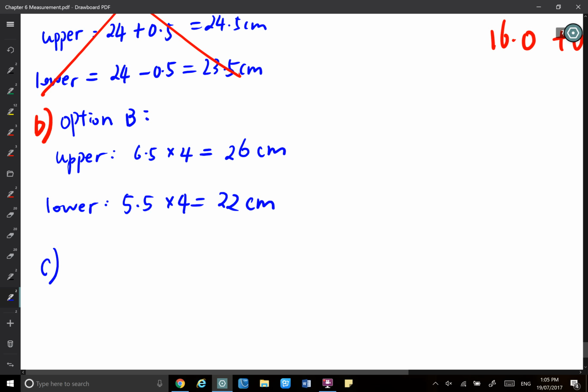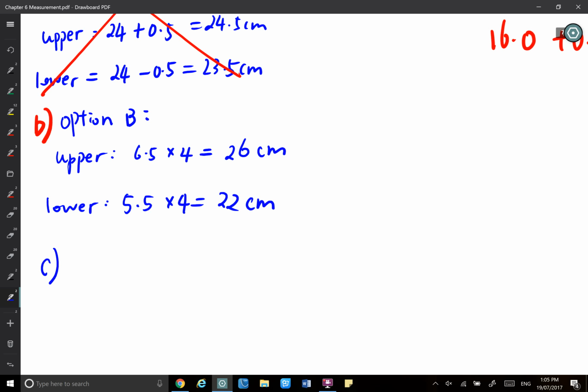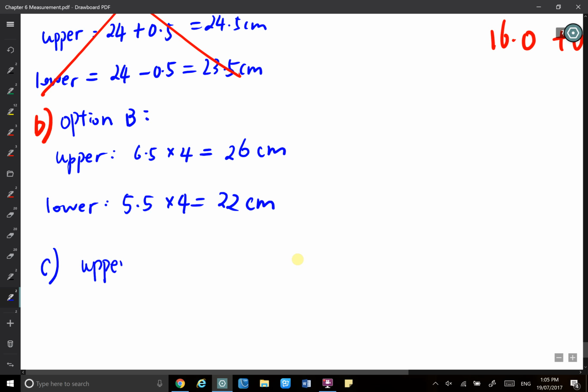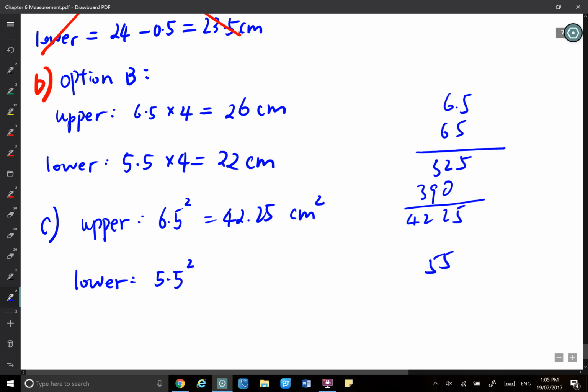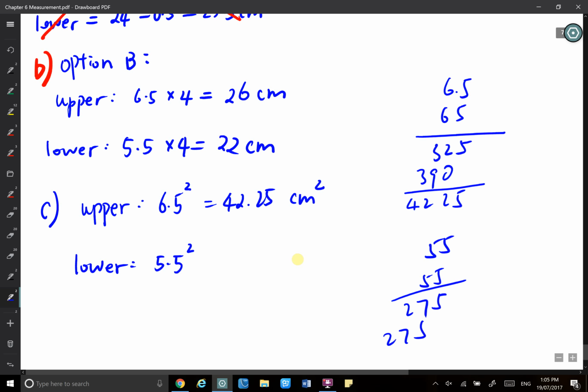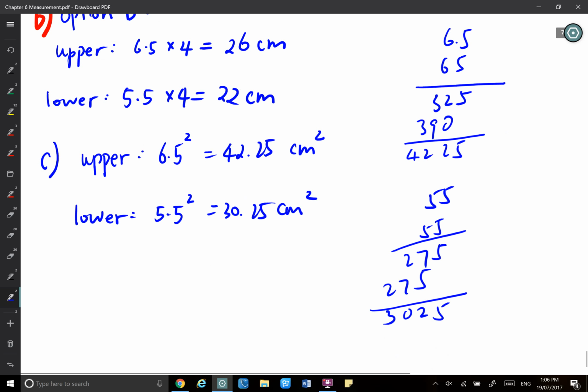Similarly, if we're talking about the upper and lower area, then the upper area is 6.5 squared and the lower area is 5.5 squared. What's 6.5 squared? That's 42.25 centimeters squared. And that's 30.25 centimeters squared. You find the largest possible length times itself to get the upper area, and the smallest possible length squared gives you the lowest value of the area.